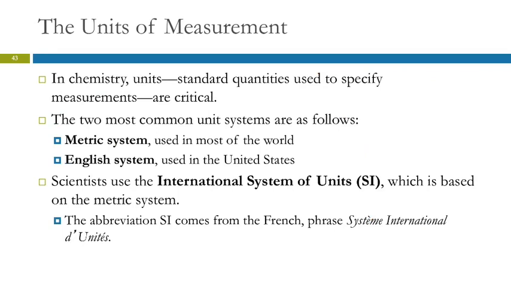There are two common systems, the metric system and the English system. Metric system is what's used by most of the world, and here in the United States we just have to be ornery, and we are clinging to our English system. Scientists use the metric system. Okay? So if you're in doubt in lab whether you should measure something in centimeters or inches, choose centimeters.